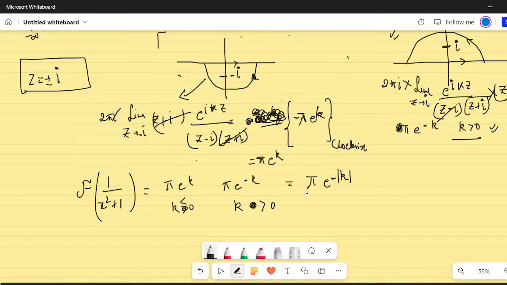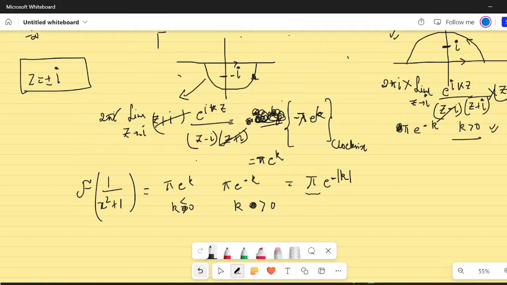So basically, again, this is what I wanted to convey, that these constants can come in and can go out. These are not very important as such. So the Fourier transform of 1 upon x square plus 1 is directly proportional to e to the power minus mod k. Okay, so this is how you are going to understand.